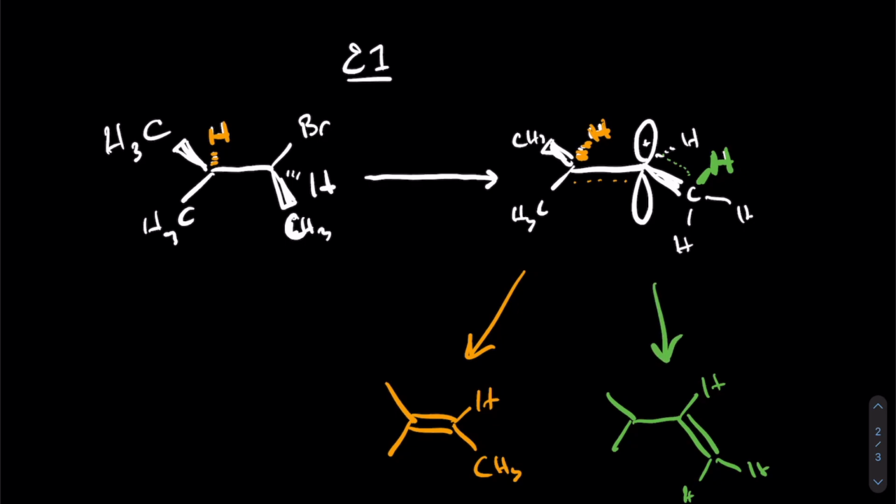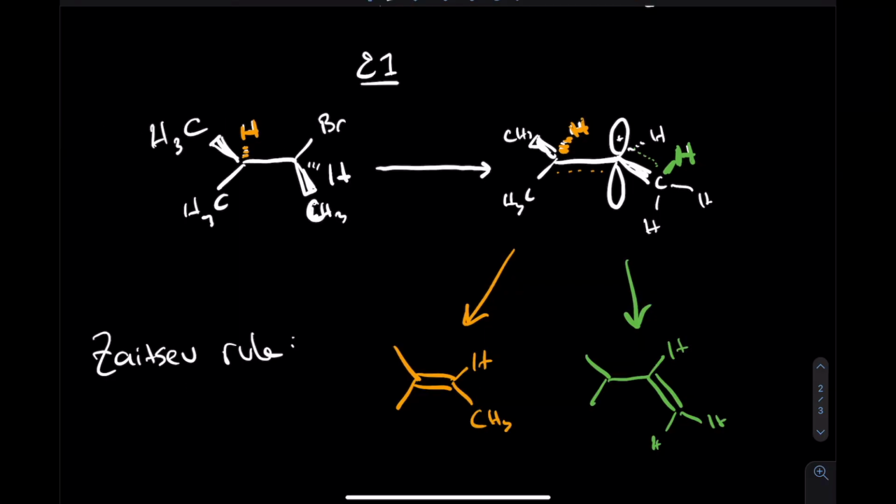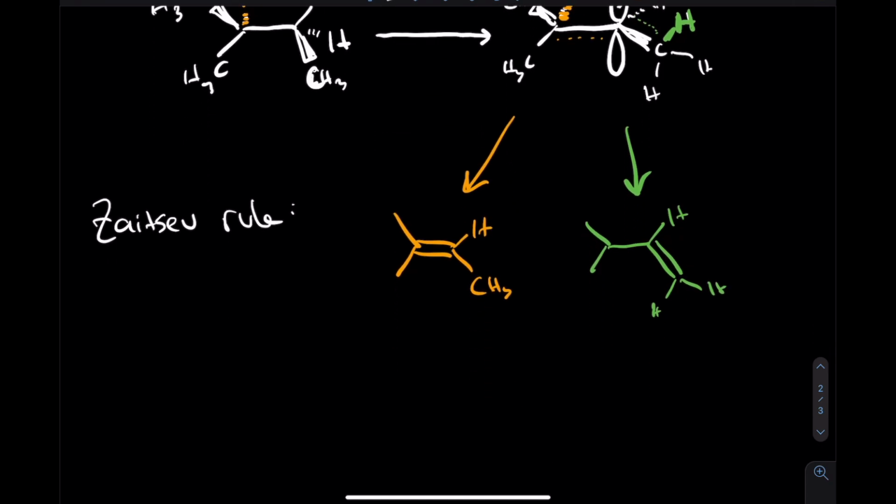Okay, so which one is it? The rule of thumb here, actually it's not just a rule of thumb, it's called Zaitsev's rule. The formation of the more substituted product is thought to be observed more frequently because more substituted double bonds are more stable.